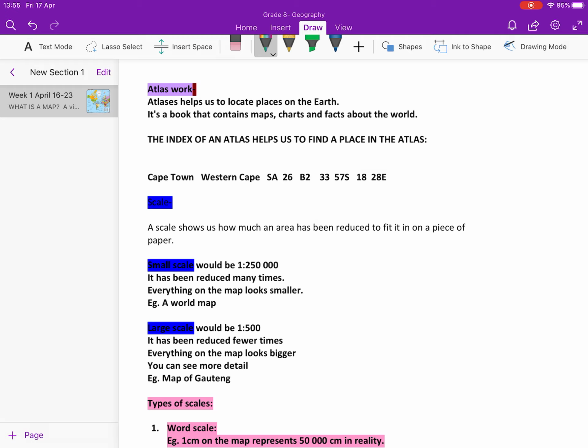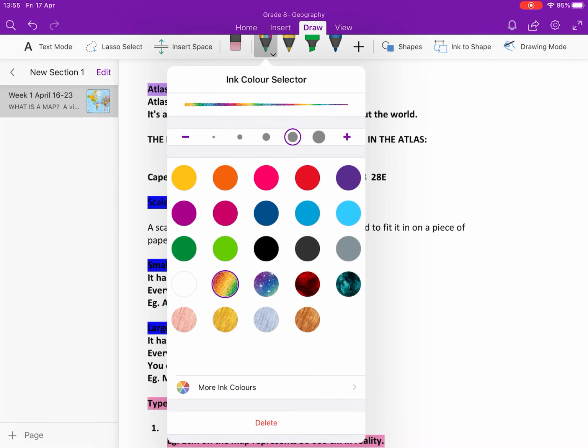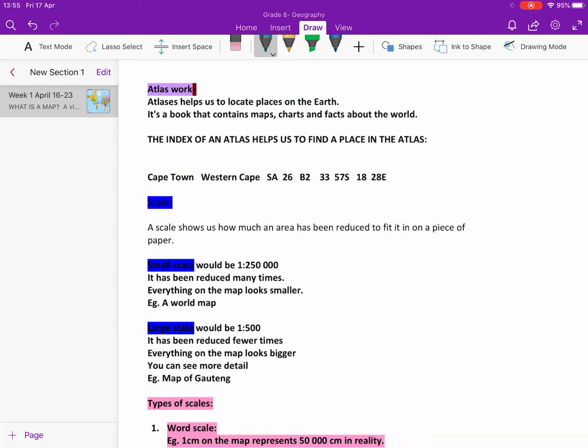When we look at the index of an atlas, it will help us to find certain places. The index of an atlas can either be found in the very front of an atlas or in the very back of an atlas. Okay, here's an example over here of what the index would look like, and I'm going to show you what each one of these things stand for. Cape Town, okay, is obviously referring to the name of the place.